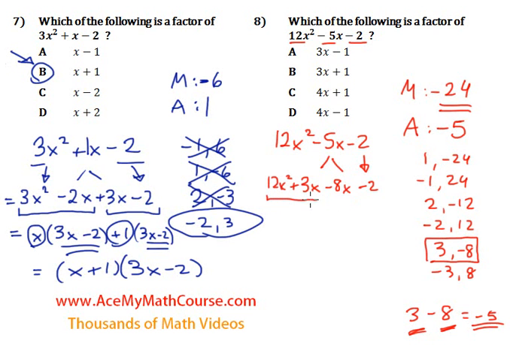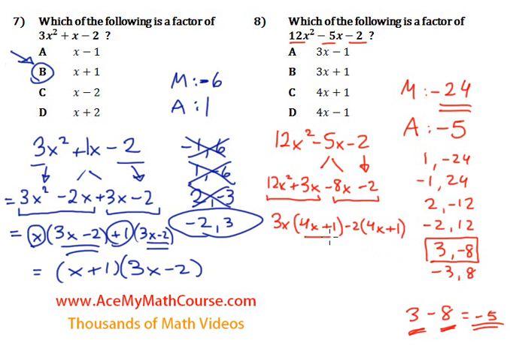And we factor by grouping. So the greatest common factor of 12x squared plus 3x is 3x. 12x squared divided by 3x is 4x. 3x divided by 3x is 1. And over here, I have a greatest common factor of minus 2. Minus 8x divided by minus 2 is 4x. Minus 2 divided by minus 2 is just plus 1.